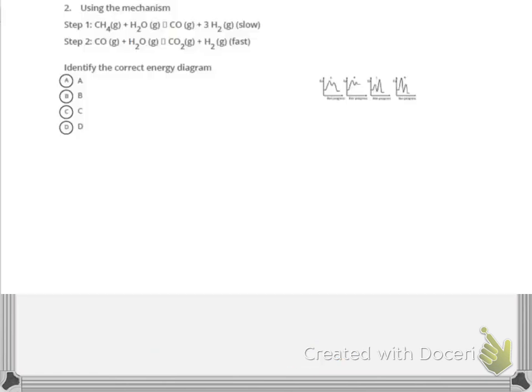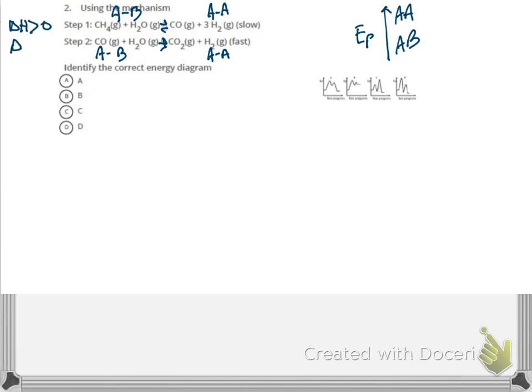Question 2 has a mechanism. It's a slow-fast, and we ask you to construct the energy diagram. The key in constructing energy diagrams here in the mechanism is identifying that one, there's two steps, and two, it looks like that both of the products in each step have A-A bonds, which we expect to be endothermic based on our analysis from Unit 5, Module 1.